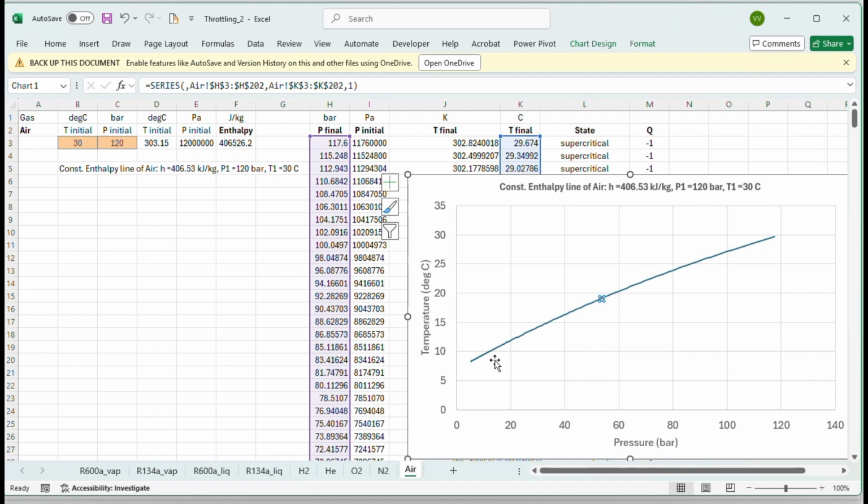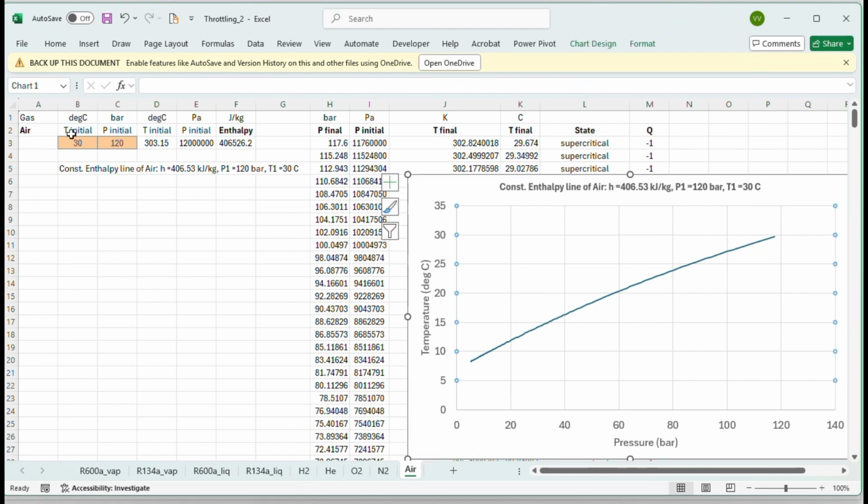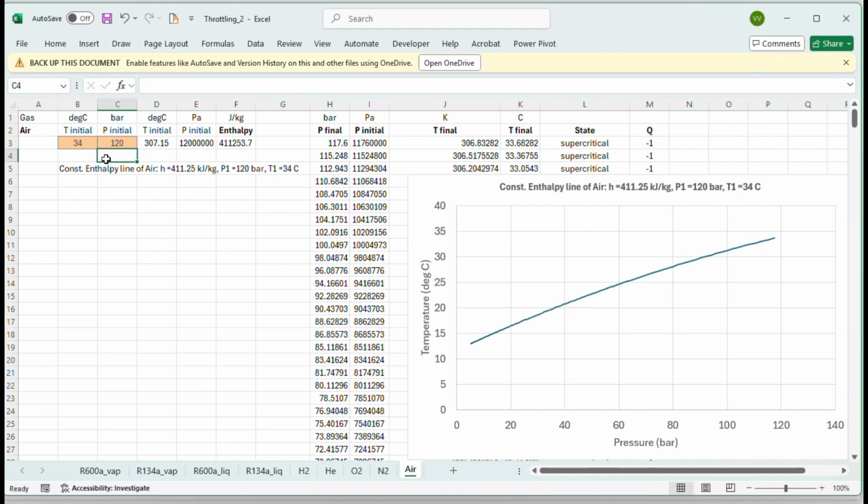The enthalpy is constant. And the constant enthalpy value chosen here, in this case, is the enthalpy at the beginning. So whatever initial enthalpy you give, if you change this to 34, whatever that initial enthalpy is, from there you're drawing a constant enthalpy line. So you change the initial point.